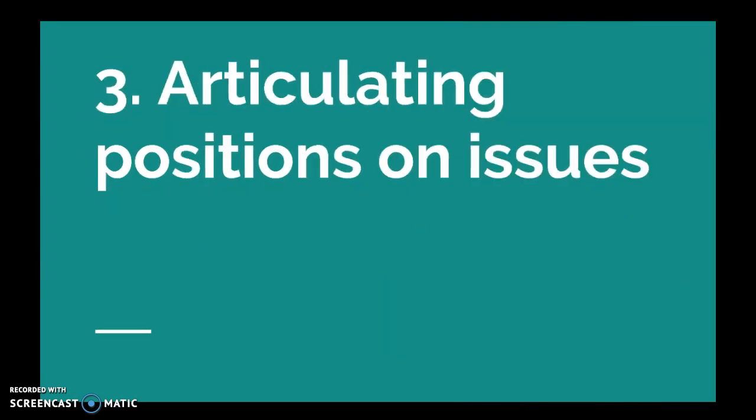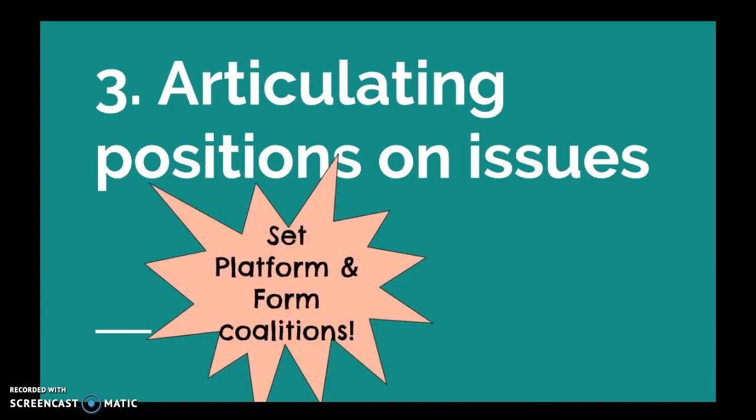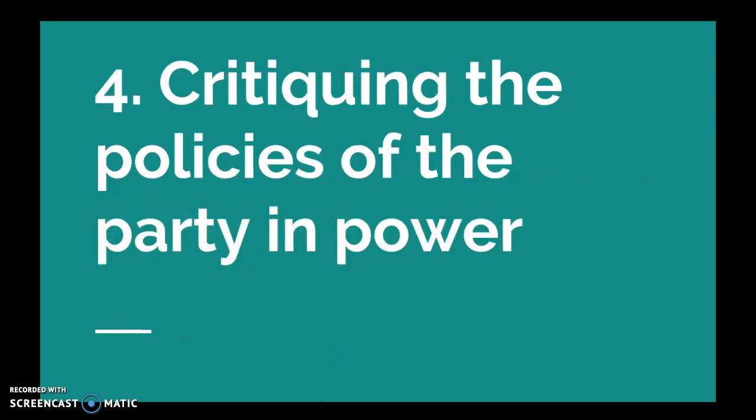Political parties also articulate positions on issues. So they appeal to voters based on their party platform. A platform is a set of specific beliefs and values about government, in an attempt to build a coalition. So a coalition is a group of individuals with a common interest. So political parties set the party platform and form coalitions.